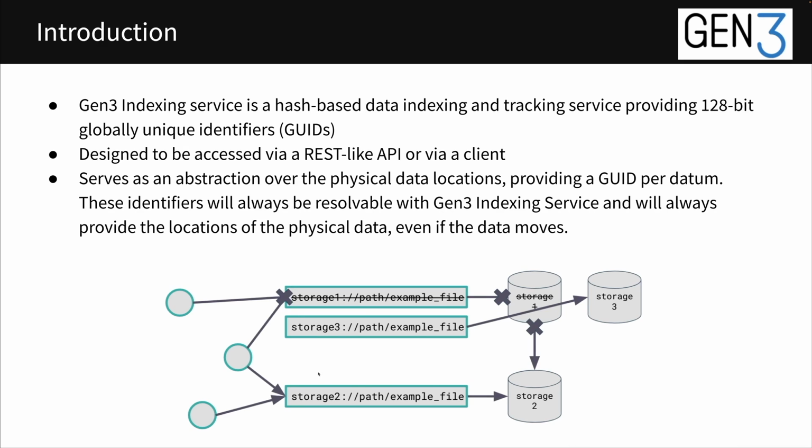In the diagram, we can see that the physical location has moved from storage 1 to storage 2, and the ID no longer points to storage 1. We can also see that multiple IDs can be pointed to the same storage location. This abstraction helps data to be accessible even if data moves around. Users are also able to interact with this data through our Gen 3 indexing service using REST-like APIs.